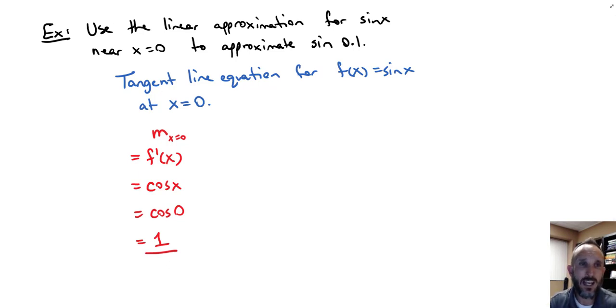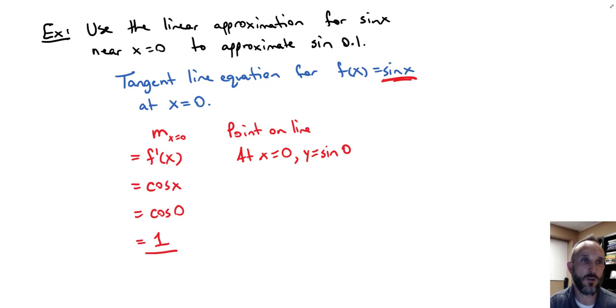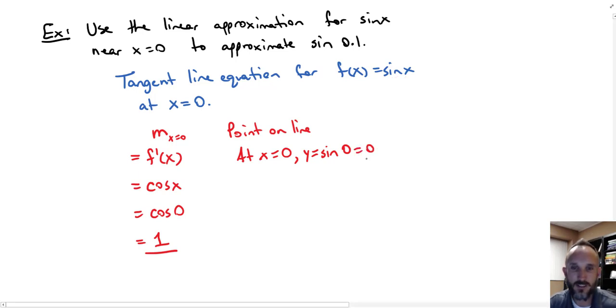Now, we need a point, because we need the slope and we need a point on the line. Now remember from our last example that the point on the line is the point that is on the curve and on the line. So we know we're looking at x equals 0. The y value on the line is the same as the y value on the curve, which is the sine of 0, because the curve outputs are calculated using the sine of x formula. And the sine of 0 is 0. So our point is x is 0 and y is 0.